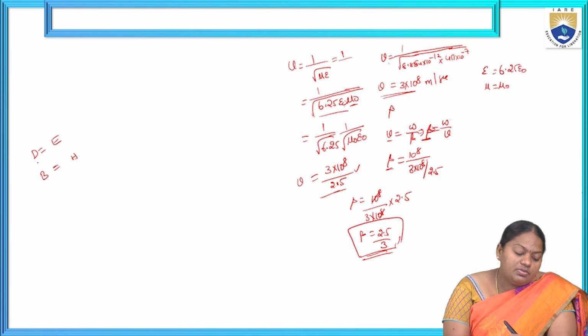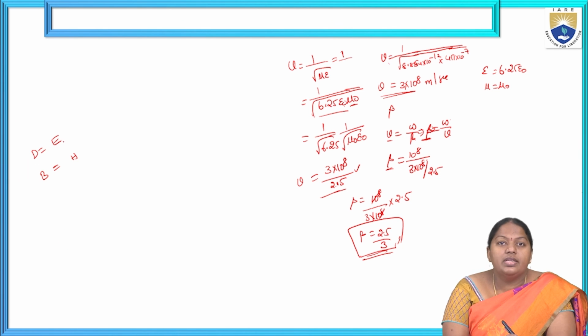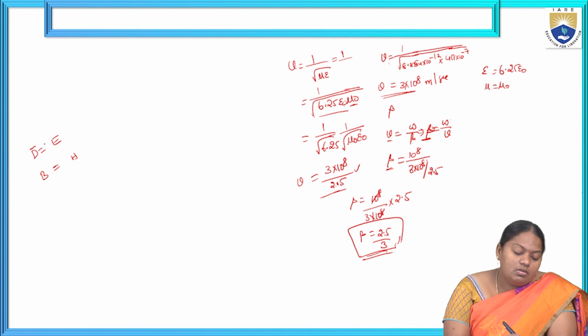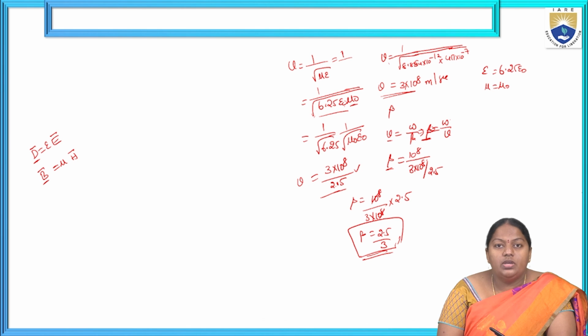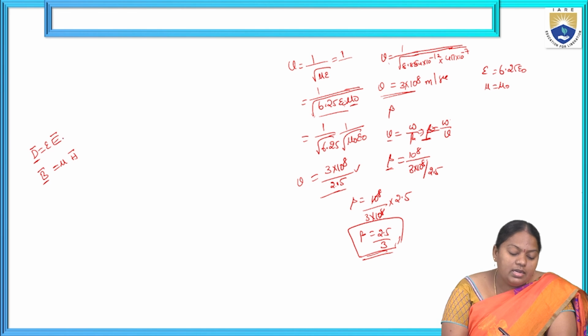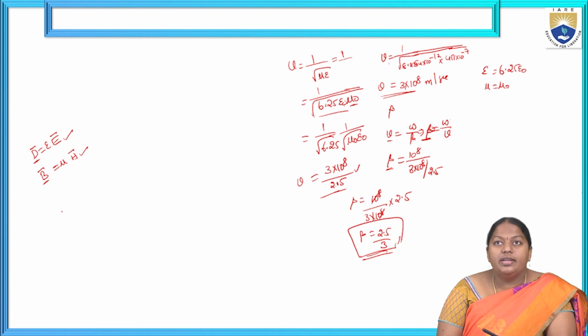As we know, electric flux density D and electric field intensity E are related as D bar equals epsilon into E bar, and B bar is nothing but mu into H bar. Why? Because electric flux density and magnetic flux density are vectors. Similarly, electric field intensity and magnetic field intensity both represent vectors.